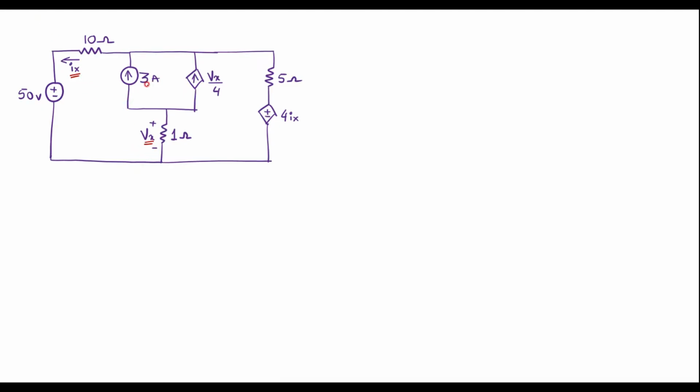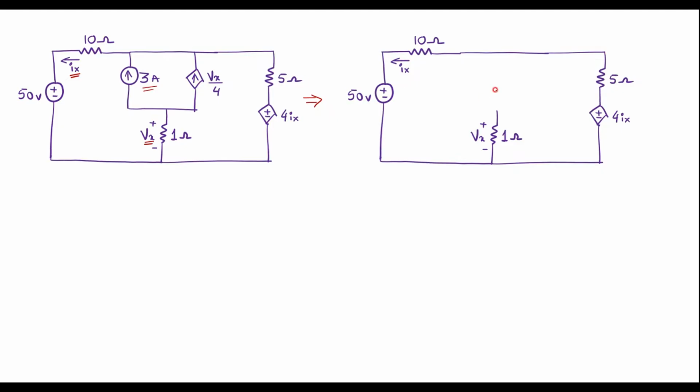Here we can observe that we have a 3 amp independent current source and a voltage dependent current source, that is Vx by 4, where Vx is the voltage across the 1 ohm resistor. So here these two are in parallel. These two can also be represented as this. I can draw the equivalent circuit of this. I can replace it with a single current source, that I can represent like this. The magnitude of this is Vx by 4 and this is 3 amp, that is plus 3. So it is the same as this one.